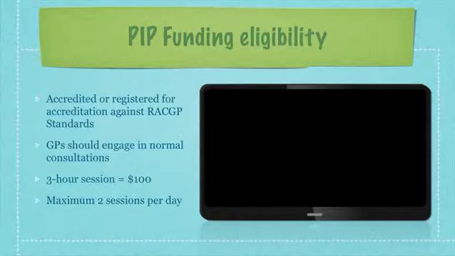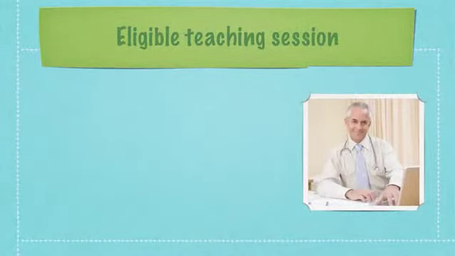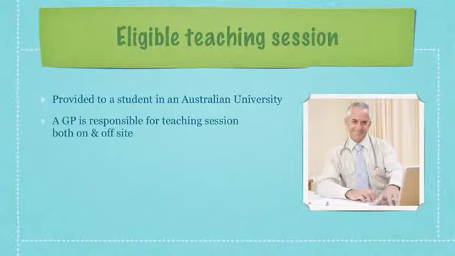An eligible teaching session must be provided to a student enrolled in an undergraduate or graduate medical course at an Australian university that is preparing them for entry into the Australian medical profession. It must be provided by a GP who is responsible for the teaching session, including those sessions provided outside the practice, such as home visits and consultations in hospitals or aged care facilities, and be a minimum of 3 hours in length.